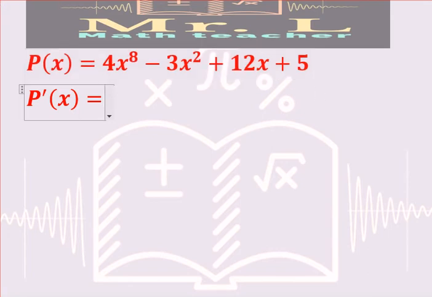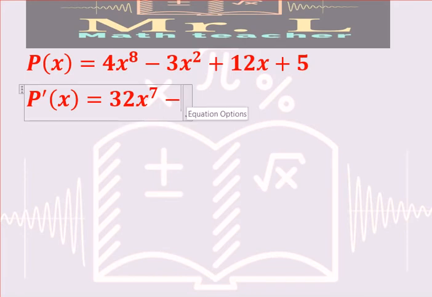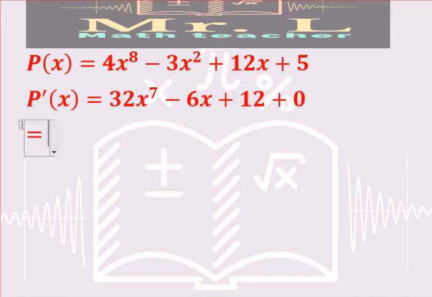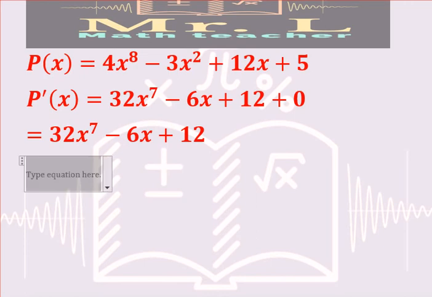First of all, we find 4 times 8, which is 32, x power 8 minus 1, so it's 7, minus 3 times 2, which is 6, x power 2 minus 1, which is x, plus 12, it's 12x. The derivative of 12x will be a constant number 12, and the derivative of 5 is 0. So the final answer, of course I'll explain this now, is 32x power 7 minus 6x plus 12. Now we can summarize this by rules.